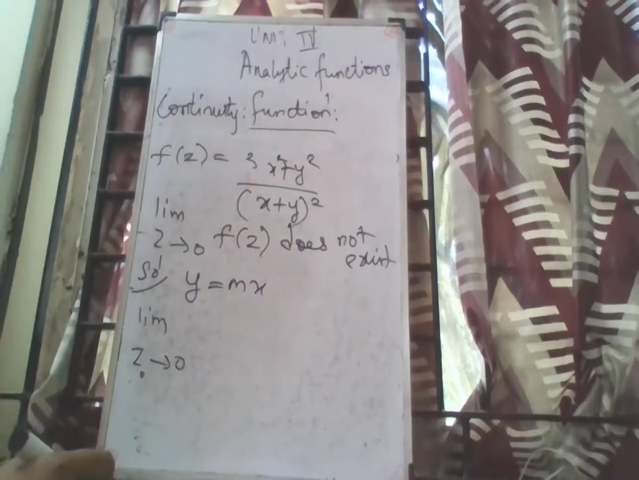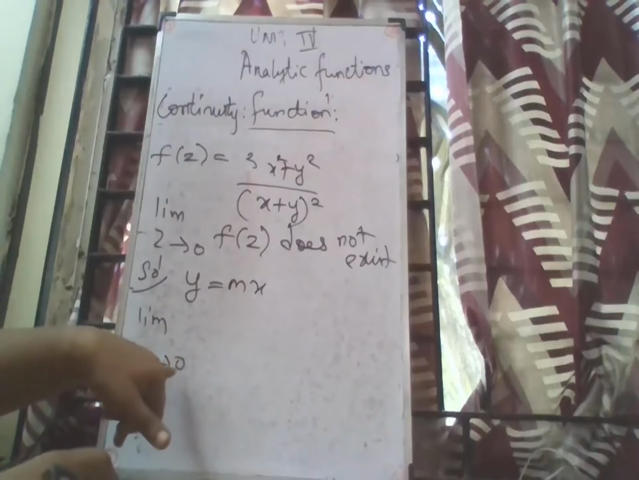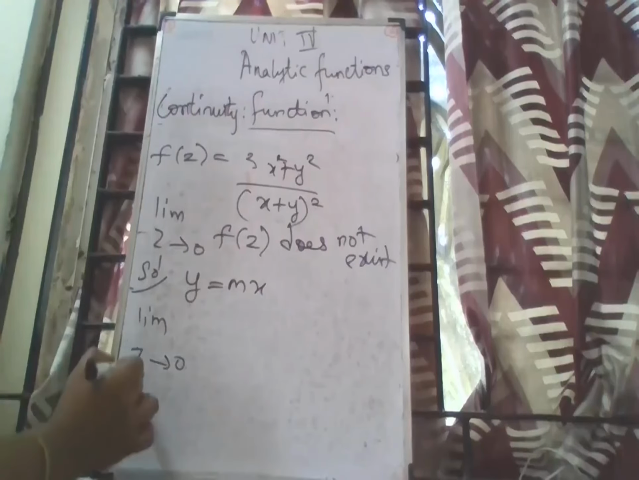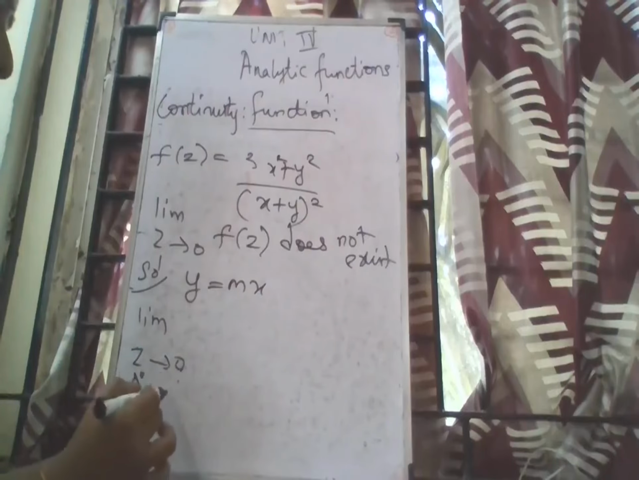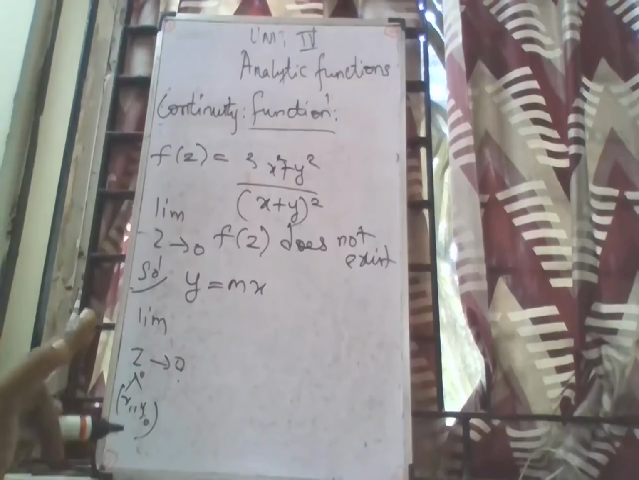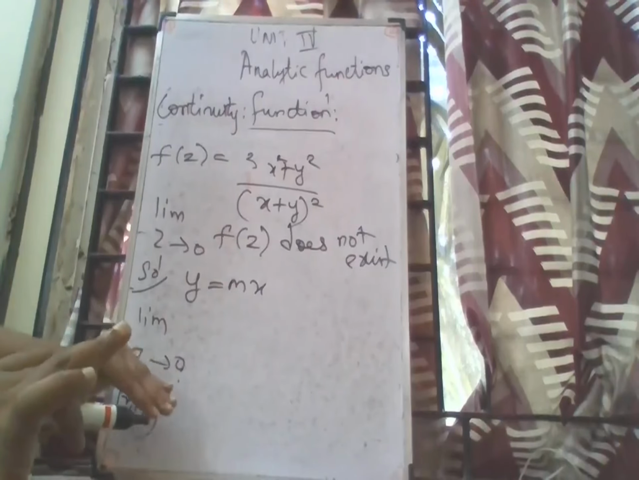Z naught tends to 0 means what? X naught, Y naught tends to 0, which means I'm defining the point 0 as 0 in terms of origin, like x0, y0. That's the meaning, right? X naught comma Y naught is nothing but x0, y0. I'm defining it in such a way. So x tends to 0, y tends to 0, in the domain.